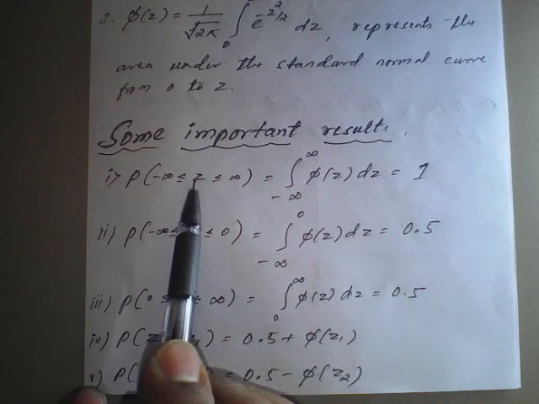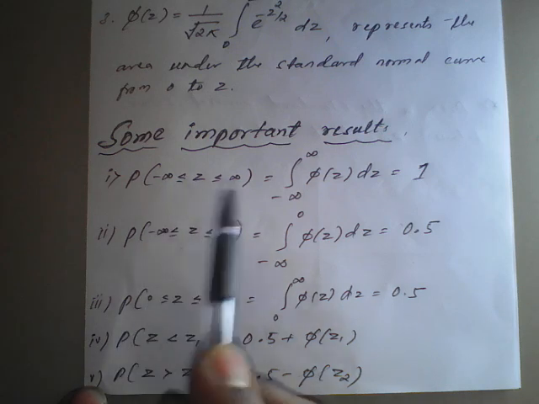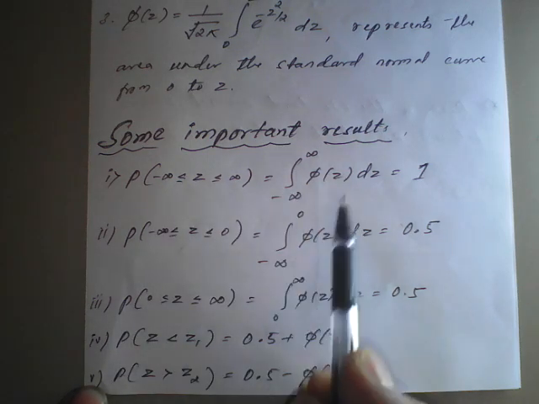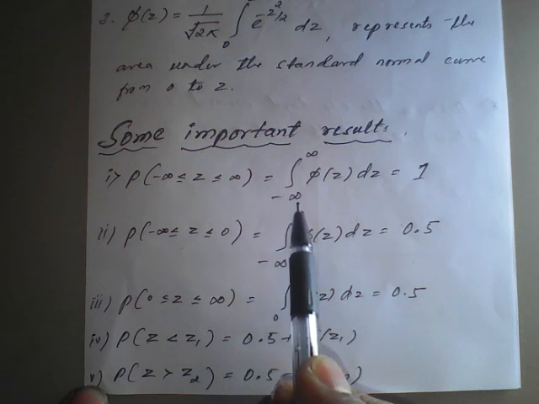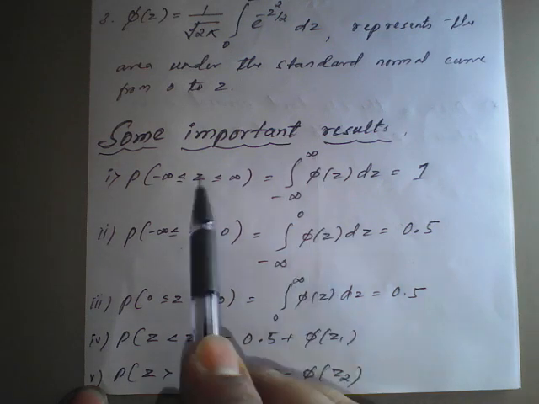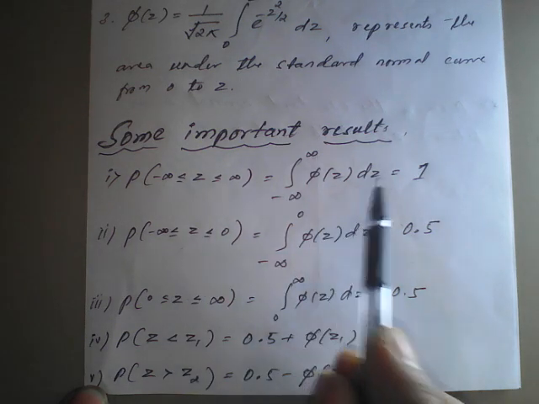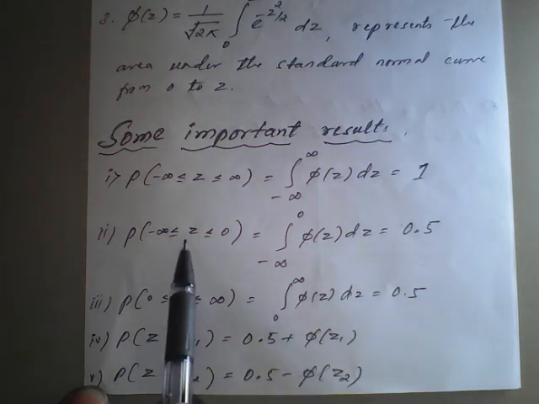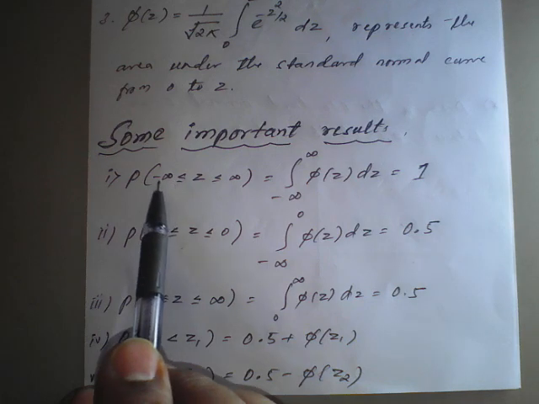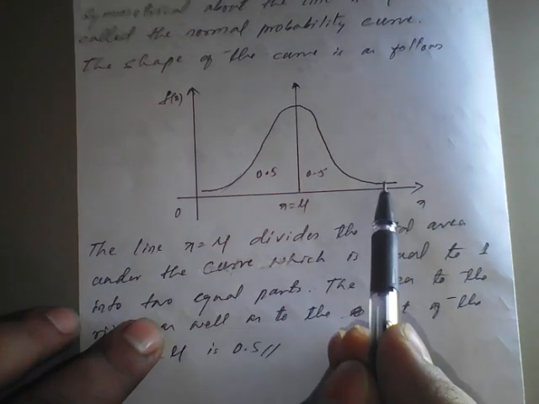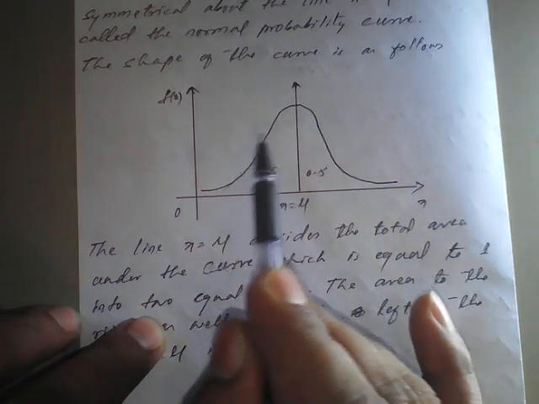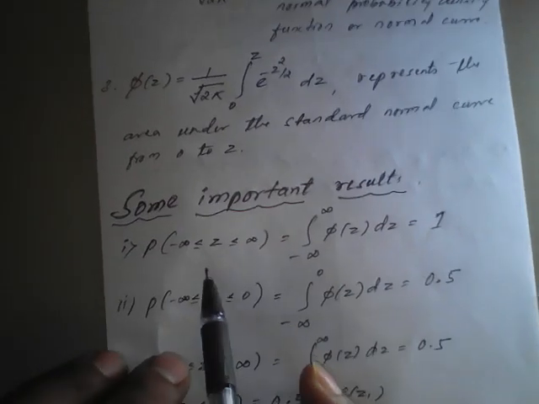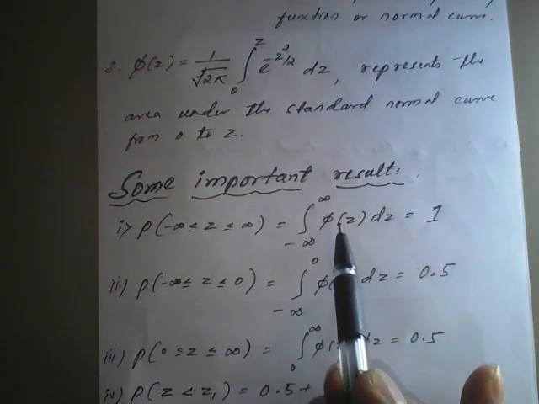So p of z from minus infinity to infinity can be represented as integration of minus infinity to plus infinity of the function phi of z dz is equal to 1. Okay, then the second result. Minus infinity to plus infinity means, you can refer to this diagram, this complete area, and the result is 1. So mathematically it is represented like that.